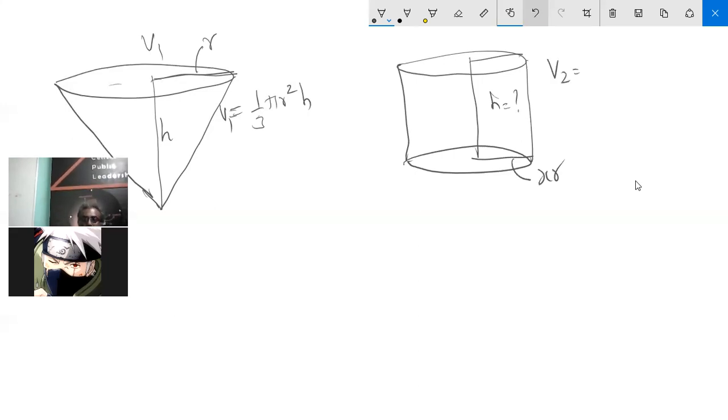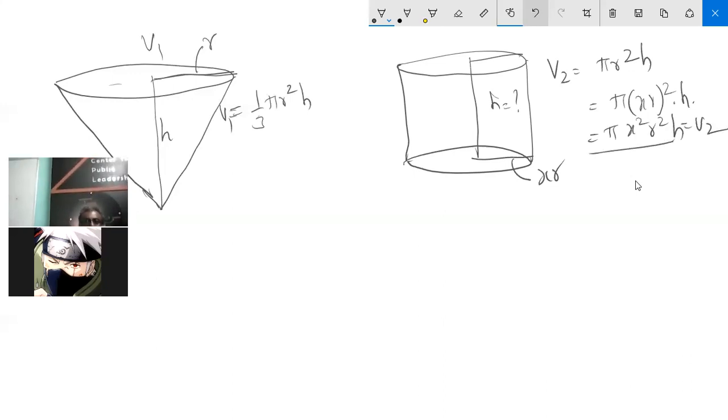What is the volume of cylinder? Pi r squared h. Here r is xr, so pi into xr squared into h, that is equal to pi into x squared into r squared h. This is volume 2. Now volume 1 equals volume 2.